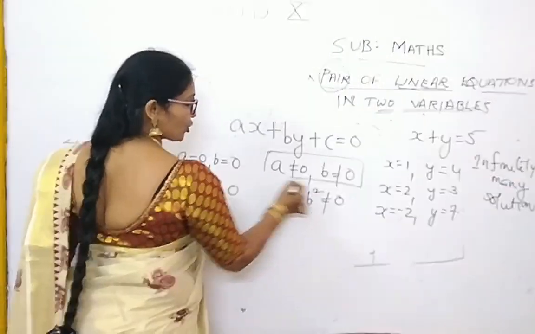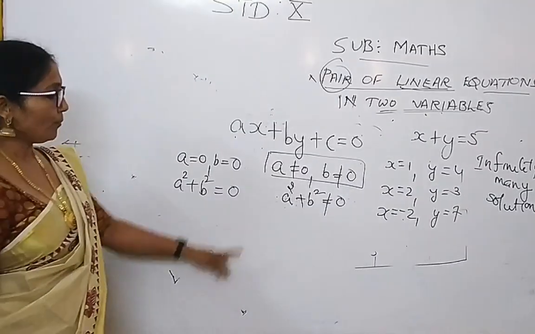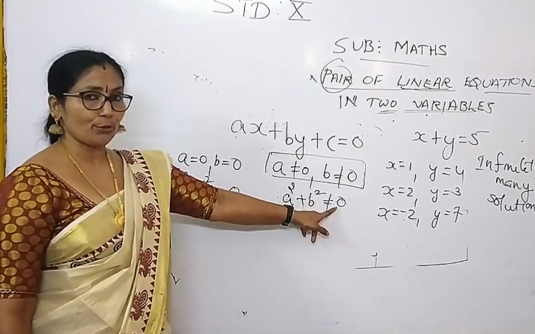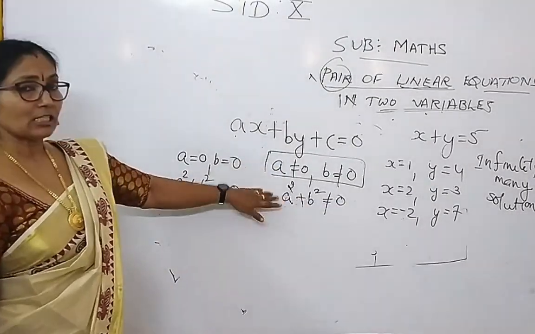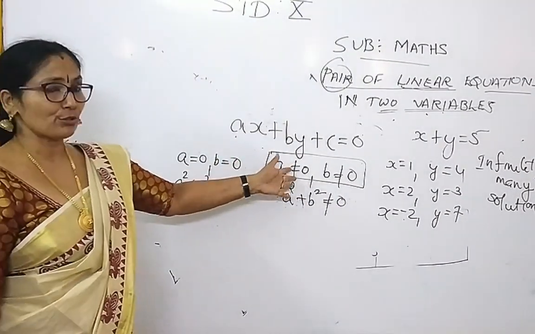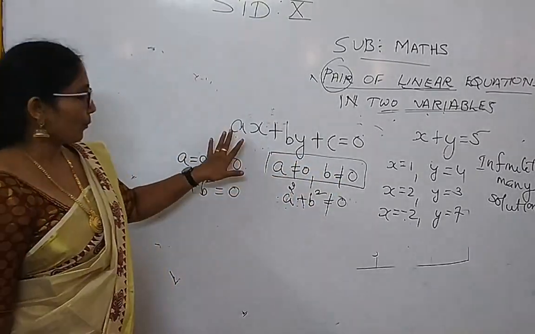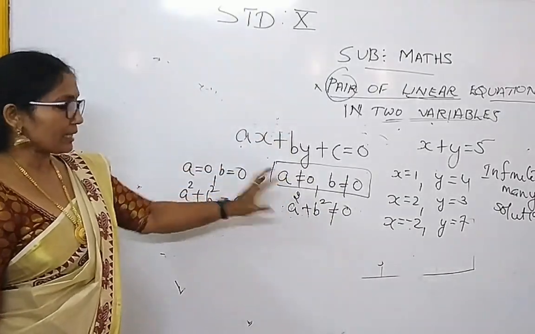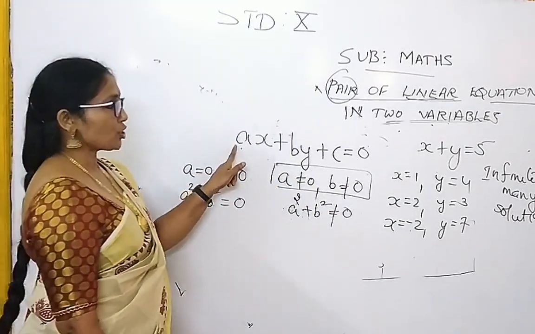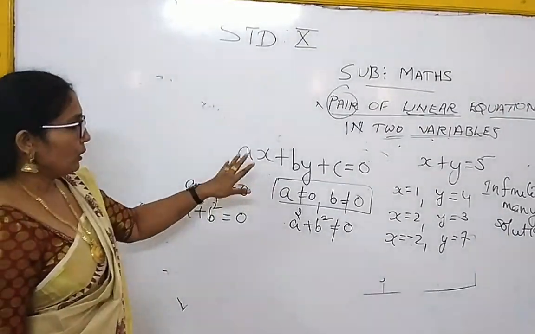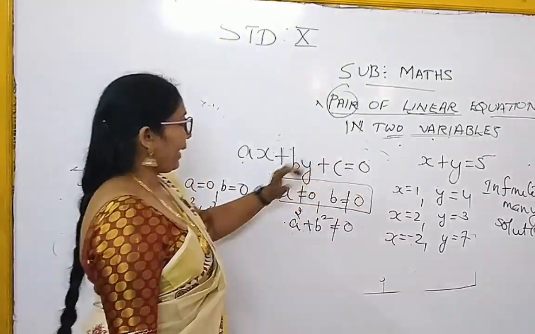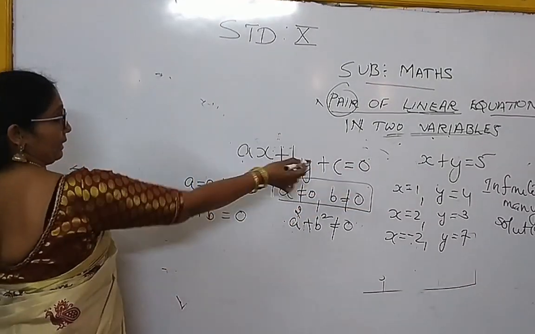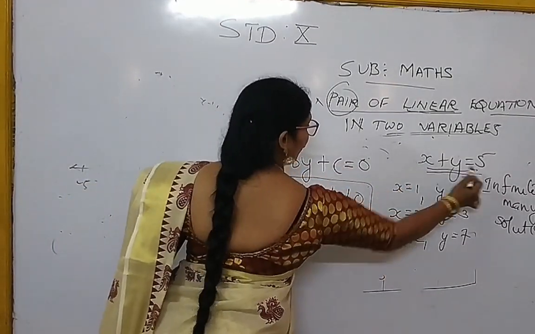Instead of this condition, you can write it this way also: a square plus b square not equal to 0. That means obviously this condition already gives a not equal to 0, b not equal to 0. So ax plus by plus c is equal to 0 is the general form of this linear equation in two variables. Now let us take the geometrical representation of this equation.